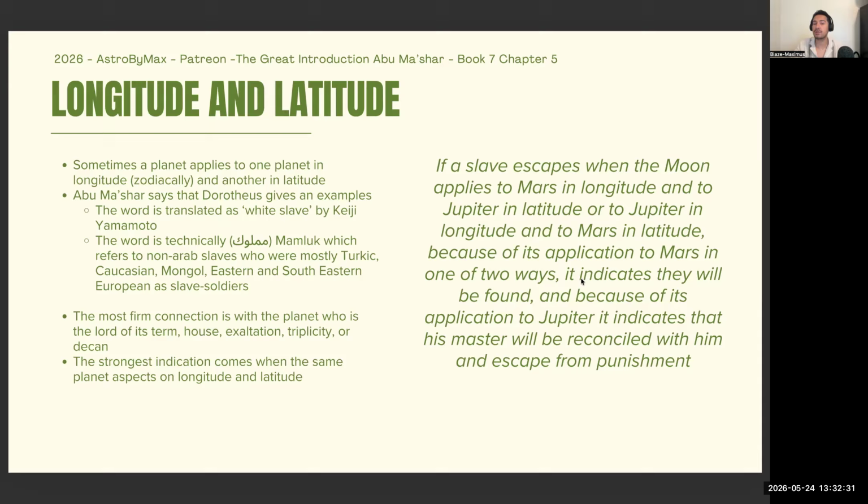And we're told that the most firm connection is with the planet who is the lord of its term, its house, its exaltation, its triplicity, or its decan, if there are multiple connections by longitude and latitude. So if you're looking at longitude and latitude and you see there are multiple connections, look at the planet who is ruling that term. And let's say if it's ruling its term and it is connecting in latitude, you'd say that that planet has the strongest connection with that planet, because there is more reception there. There's more rulership connection between those planets. And then the strongest indication comes when the same planet aspects on longitude and on latitude. So that same planet is making a zodiacal aspect and a latitude aspect at the same time.